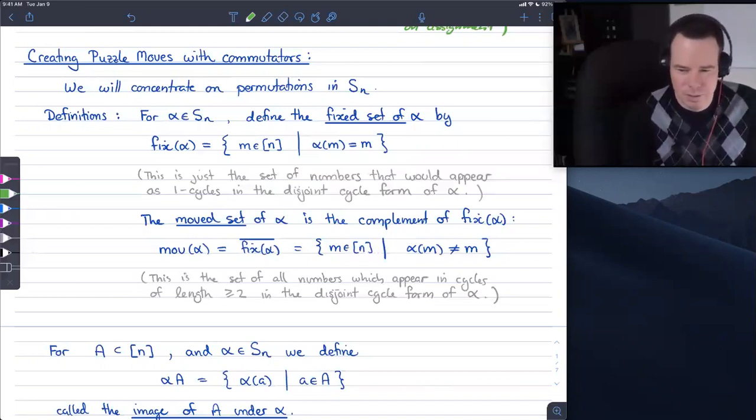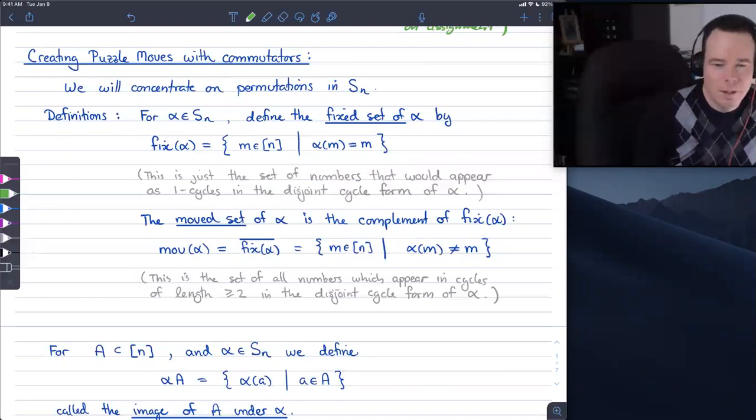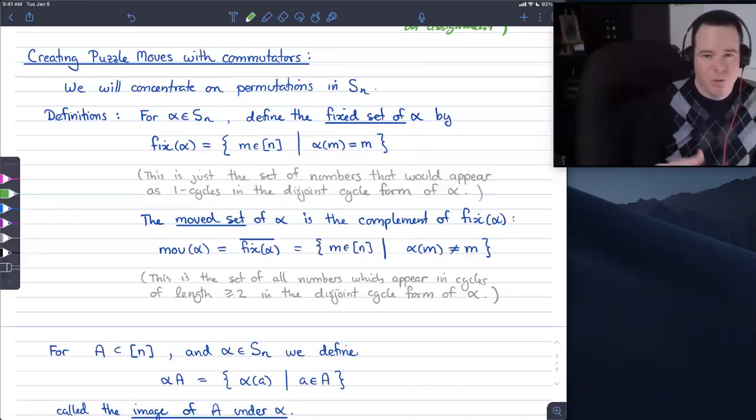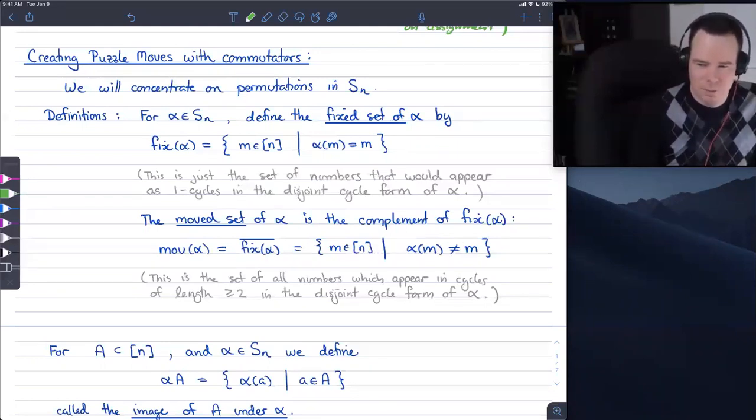The moved set, on the other hand, is all the numbers in its cycle structure, because those are all the things that the permutation actually moves around. So that's what we call the move set. It's the complement of the fixed set, or it's the set of all things where alpha of m is not equal to m, so that alpha actually moves m.